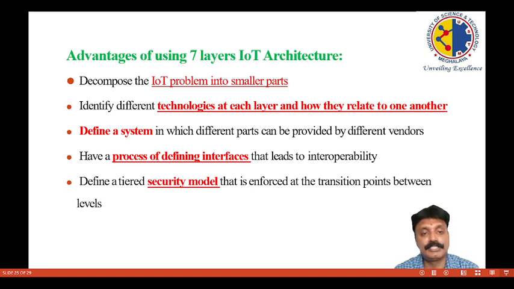So the advantages of using the seven layers, the initially we have seen the collaboration layer also. With the seven layers, what kind of advantages will we see? The IoT problem will be divided into small parts, which is decomposed, and it will identify different technologies at each layer and how they relate to one another. It will define the system in which different parts can be provided by different vendors, that is, different suppliers. It has a process of identifying interfaces that leads to interoperability. And also it defines a security model. This is enforced at the transition points between the two levels. So those are the advantages of the seven layer model.